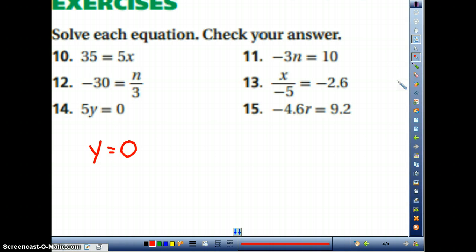Number 15, I want to know what r is. How do you undo multiplication by negative 4.6? Divide by negative 4.6, and what you do to one side, you must do to the other. R equals, what's a positive divided by negative? Negative. It's so easy to lose track of those negative signs. And 9.2 divided by 4.6, whoops, negative 2.